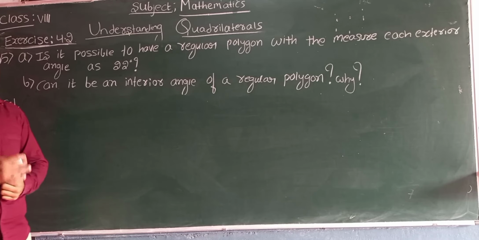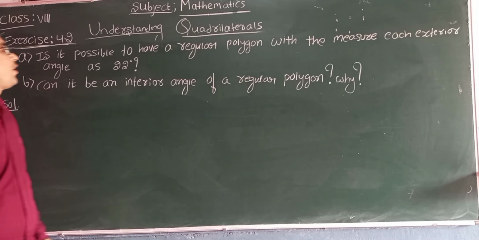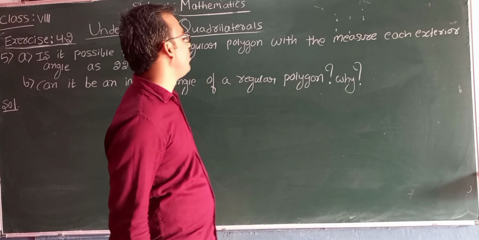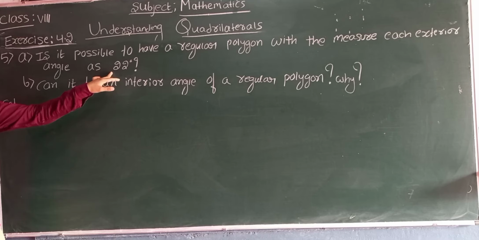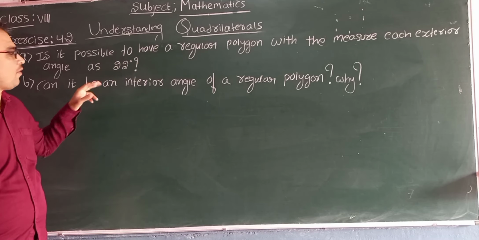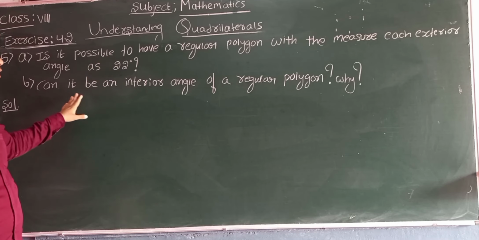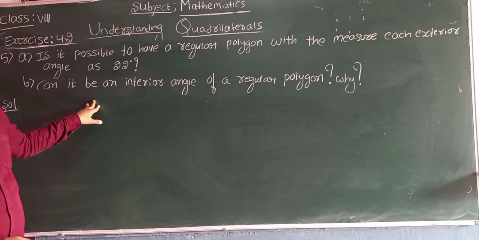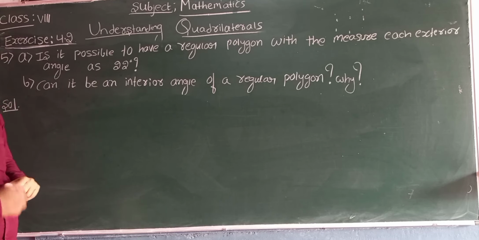Students, now we'll solve the second part of the fifth question. Okay, so here what they asked is, can it be an interior angle of a regular polygon? Why? Students, here we have proved that the regular polygon will not have an exterior angle of 22 degrees. And now we need to check whether the regular polygon will have an interior angle of 22 degrees or not. Okay, so how to prove this? So again we need to find the number of sides.